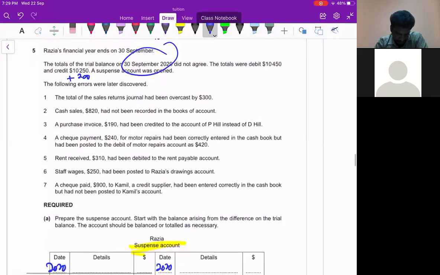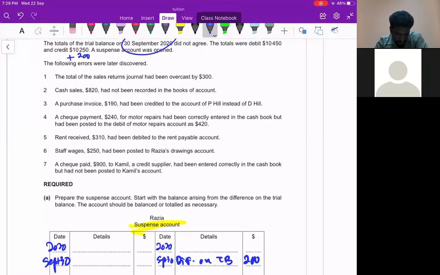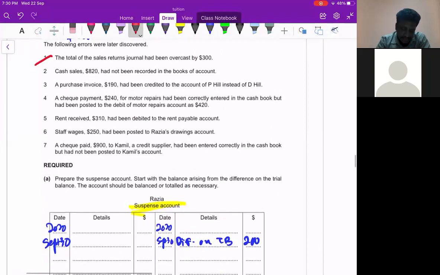Okay, after that, first one, number one. The total of the sales return journal has been overcast by 300. So only the total is overcast. If only the total is overcast, there will be a suspense account. So now I need to plus the sales return or minus the sales return? Now it's overcast, so if sales return is overstated, I need to minus.